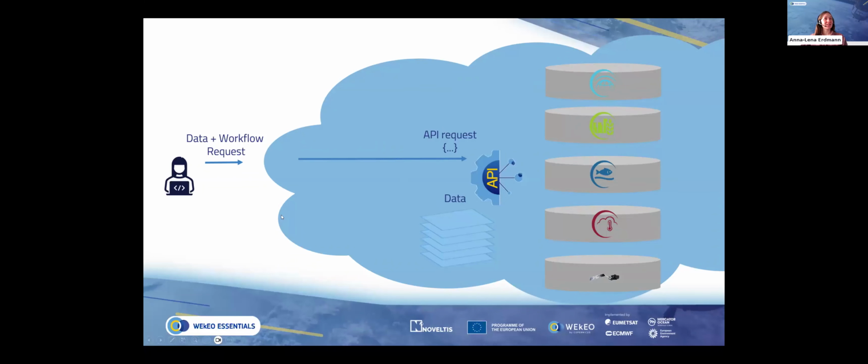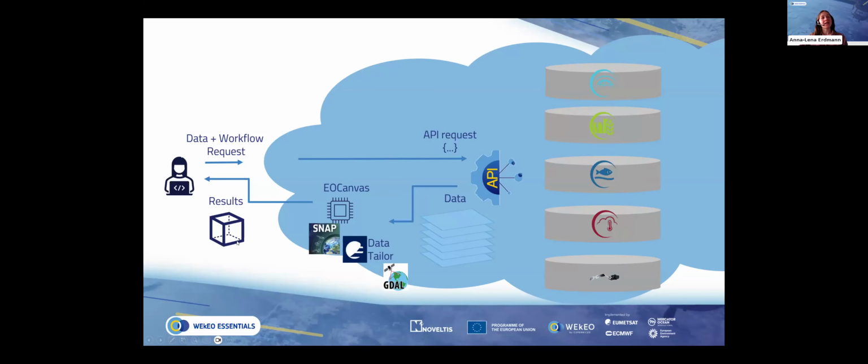So with the EOCanvas, the Earth observation workflow now looks like this. You send the data request, but also the workflow request, to our WEkEO cloud. Then it still fetches the data, but the data stays in the cloud. Then the data is processed within the cloud using the EOCanvas module. And then what you get back is only the results: a really small condensed file, or maybe even only a table.